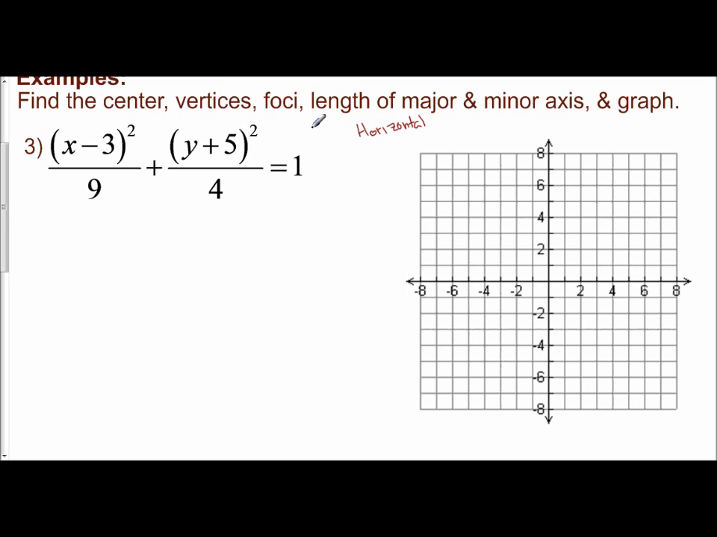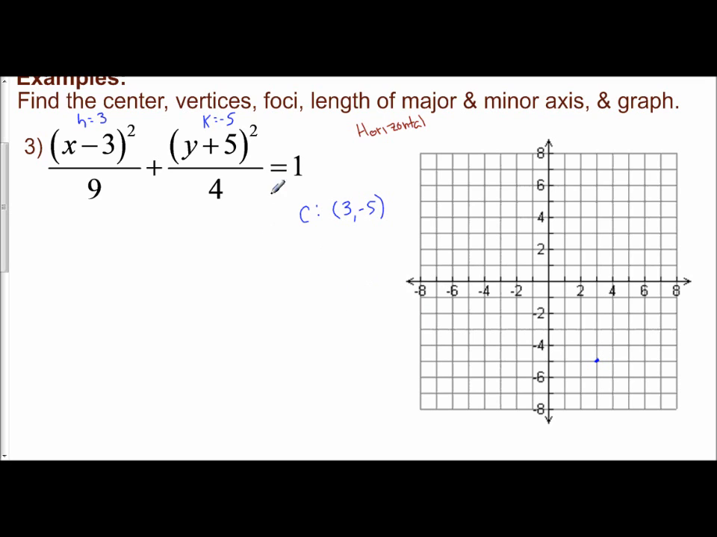So the first thing I want to do is identify the coordinate of my center. We do that by looking at our h, k values. So here h is 3, and here k is -5. That means my center is located at the coordinate (3, -5). So I'm going to plot that first, (3, -5).